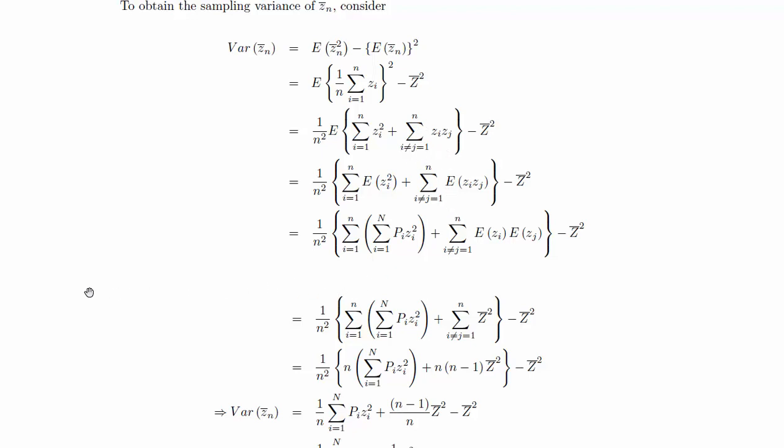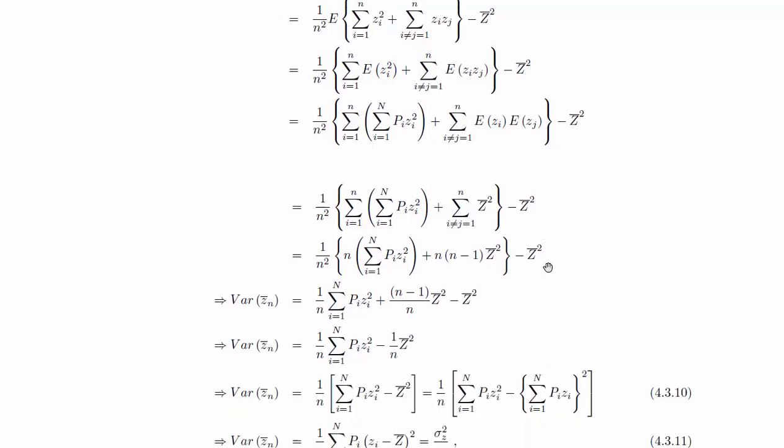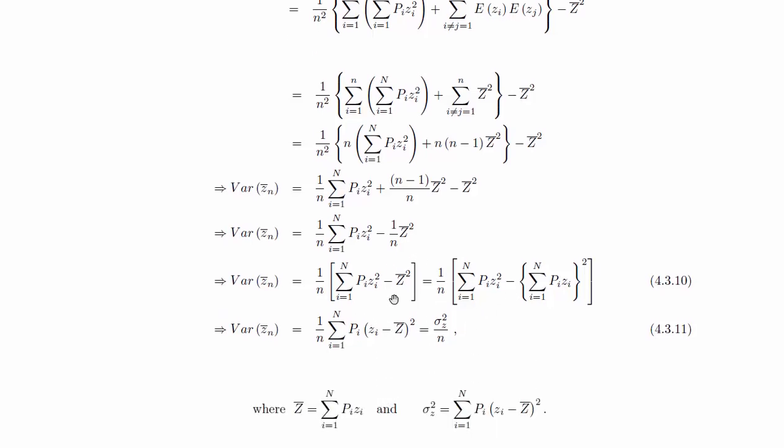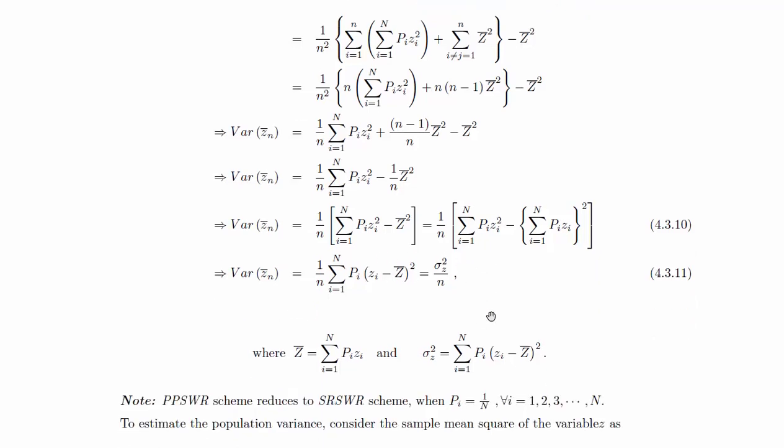So now this is 1 by n square, summation i equal to 1 to n, and this gives summation i equal to 1 to n pi zi square, expectation of zi square, random variable into its probability. So we can simplify like this, and this is the variance of Zn bar that we obtain. So variance of Zn bar equal to sigma z square by n, where sigma z square we are writing as summation i equal to 1 to n pi into zi minus Z bar whole square.